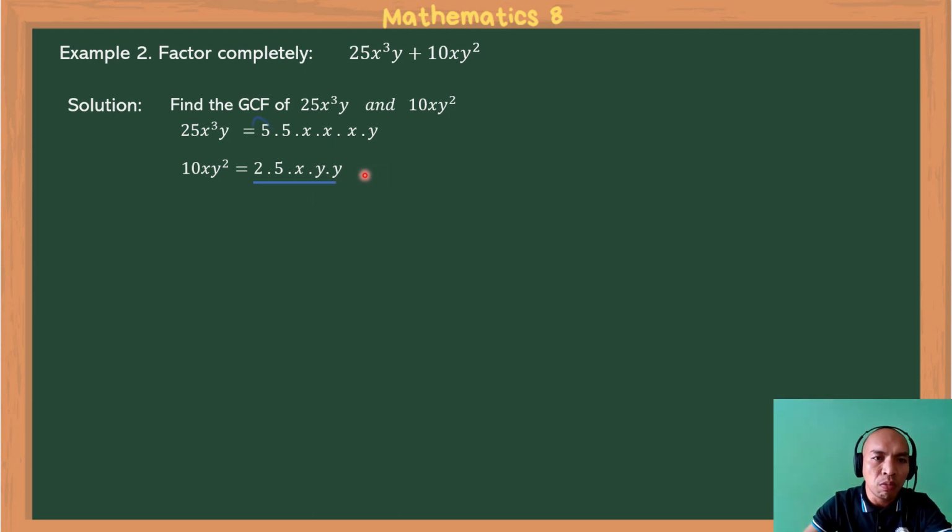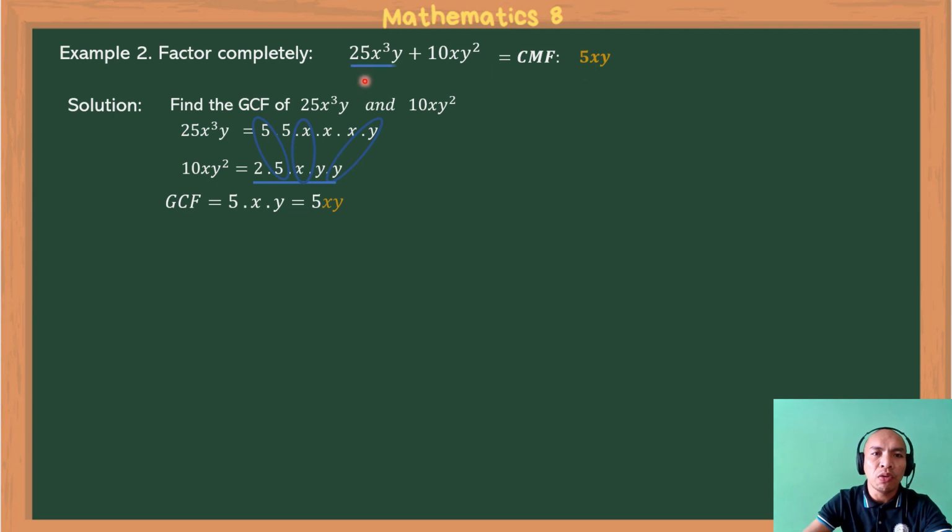So take note of the common factors. We have a common 5 here. We also have x, and we also have y. Those common factors, write them as 1. Therefore, the common monomial factor is 5, x, and y, so that is 5xy. After having the common monomial factor, we will divide each term by the common monomial factor, which is 5xy. So divide 25x cubed y by 5xy to obtain the remaining factor.